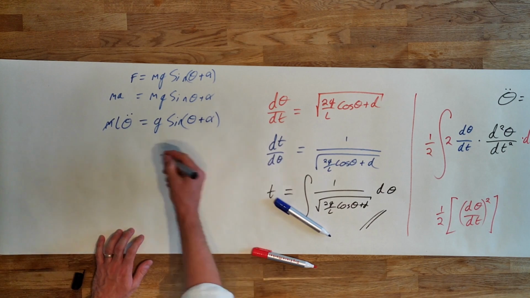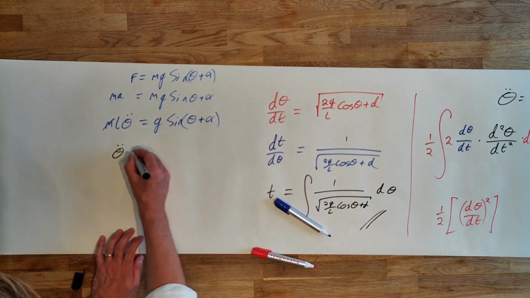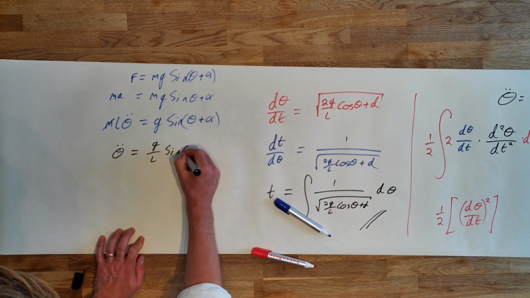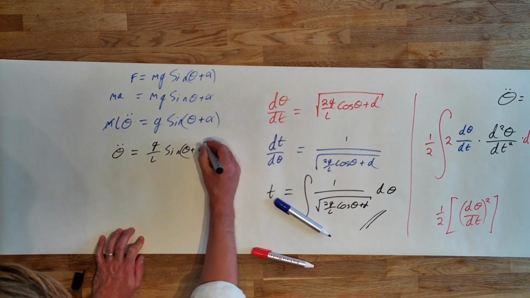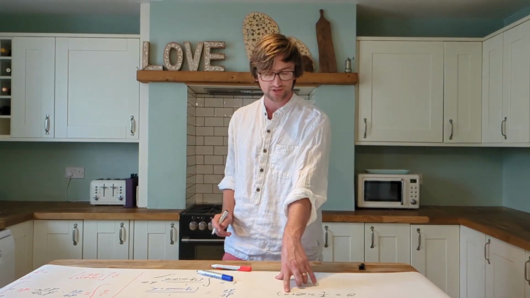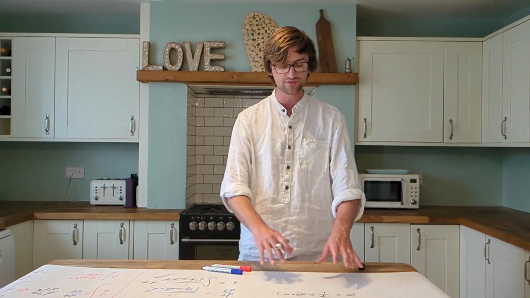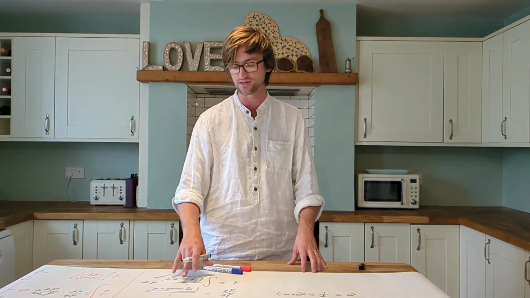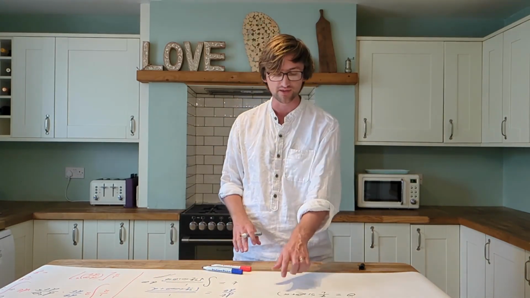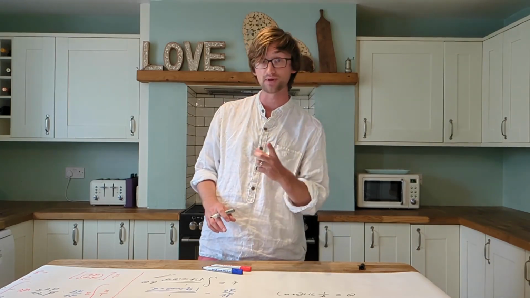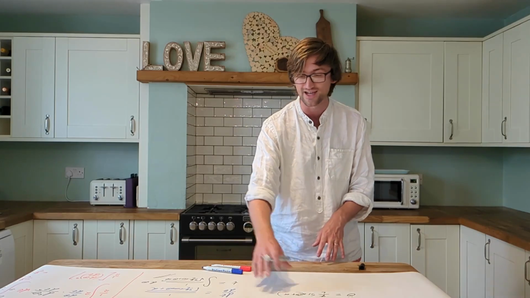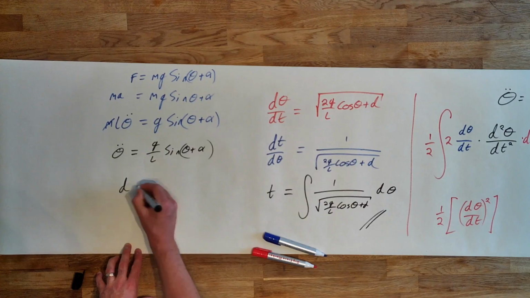And I can rearrange that then to get theta dot dot is equal to g over L sine of (theta plus alpha). Here you might notice the alpha is a bit problematic. All of the calculus that we did earlier on relied on everything being in terms of theta as a function of time. That alpha is going to throw a spanner in the works. Luckily for us though, we've got a way of calculating alpha using the value we had before.